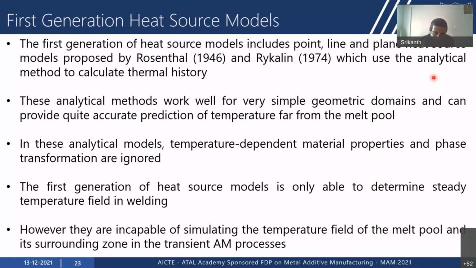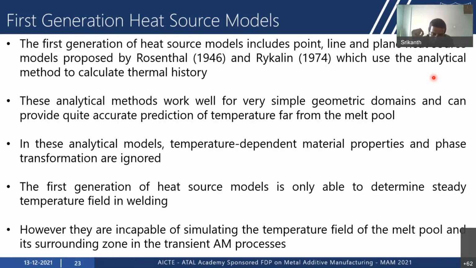So the analytical methods provide exact solution for simple geometric domains, and they can give an accurate prediction of temperature far away from the melt pool, especially when you have a point heat source model. Generally, in the analytical methods, the temperature variation of material properties such as density, specific heat, thermal conductivity, are all ignored. And the phase change effect is also ignored. That is, latent heat of phase change is not taken into account.